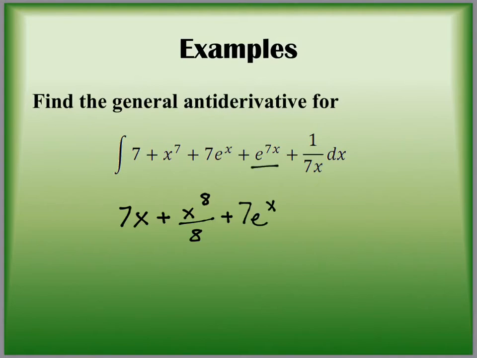So we're on this one. Audience participation time. Help me out. E to the 7x over 7. And then our last one here at the end. Yep, 1/7, and then the natural log, and then we have to have the absolute value of x. And what am I missing? Plus c.